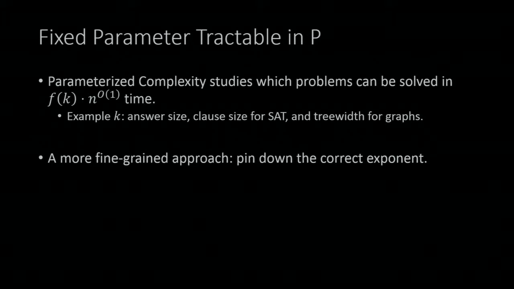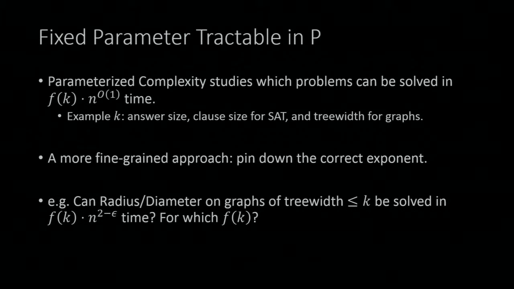But a more fine-grained approach would be to pin down the correct exponent on the running time, in which case pulling out this f of k factor sometimes does matter. Maybe you think an algorithm should take n squared time, but if you pull out f of k for the right choice of parameter k, you can beat n squared time. So what is the right exponent? For our particular problems, the natural question is, can radius and diameter be solved, when we focus on tree width, in truly subquadratic time after pulling out tree width? And what functions of k do we need?